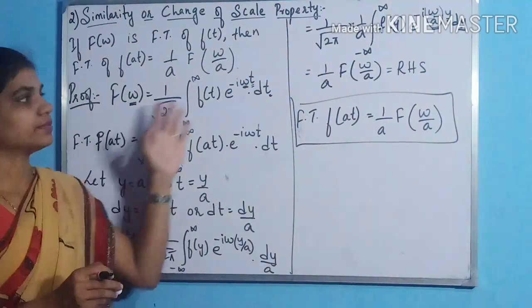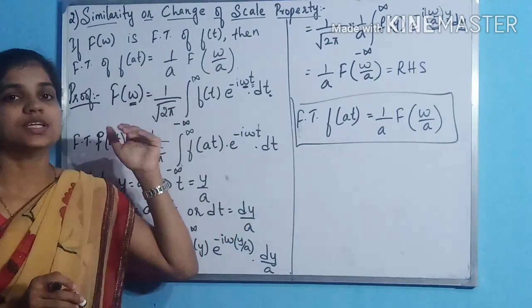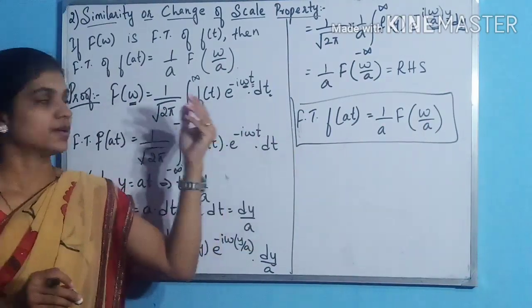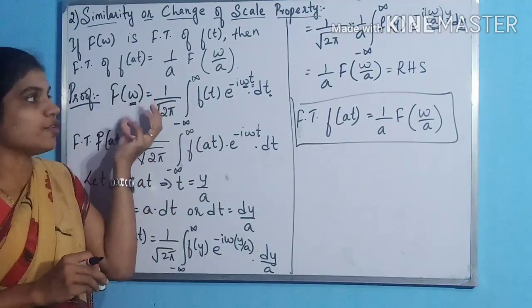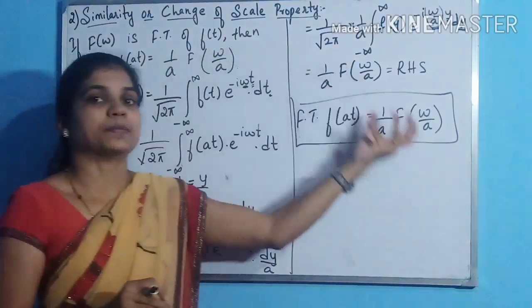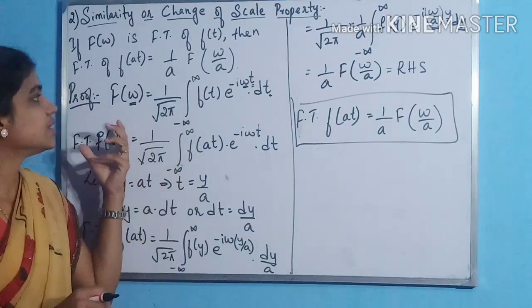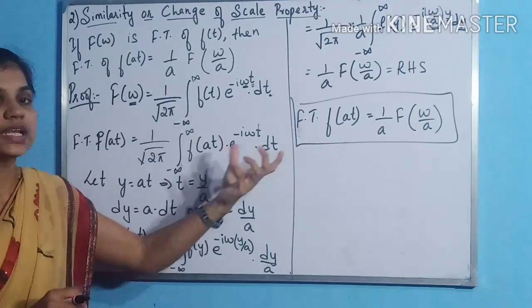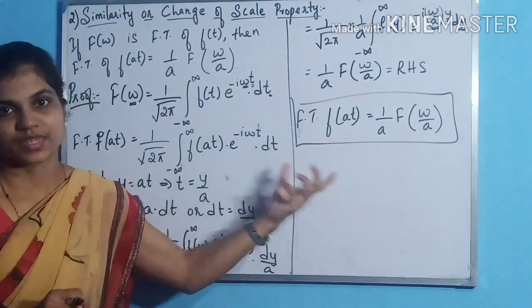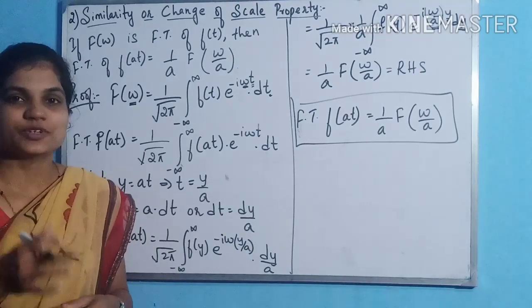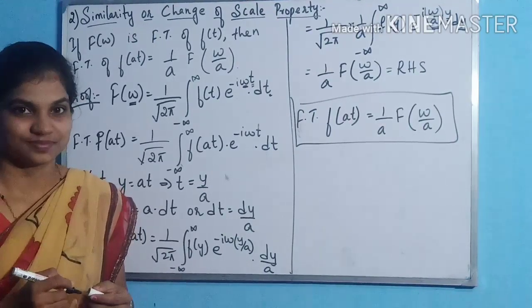So both are the same, but we are changing the scale. Instead of saying f of omega, we are saying f of omega by a. Instead of writing it in the form of t, we are writing it in the form of y. That's it. So let's move on to the third property.